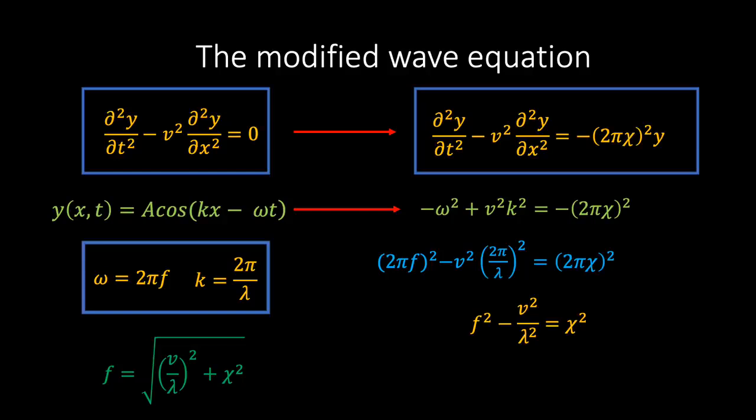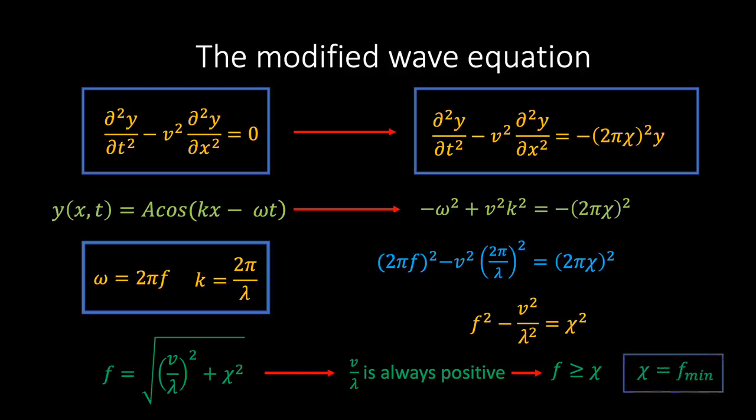Firstly, we notice that if we set chi equal to 0, then we simply recover the familiar relationship between frequency, wavelength and speed corresponding to the unmodified wave equation. If, however, chi is non-zero, then we see something very interesting emerges. Because v over lambda, which appears in the first term inside the square root, must always be positive, it follows that the frequency f must always be greater than or equal to chi. In other words, chi represents the minimum possible frequency of this type of wave.